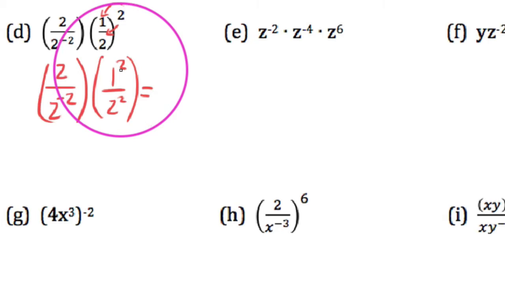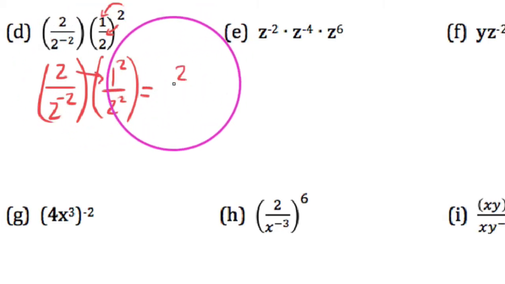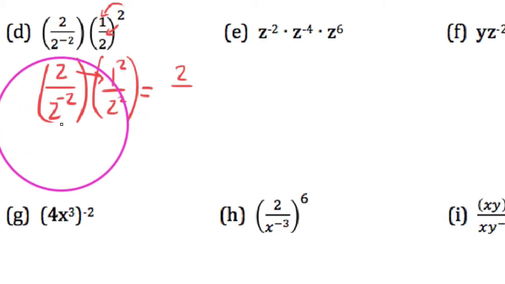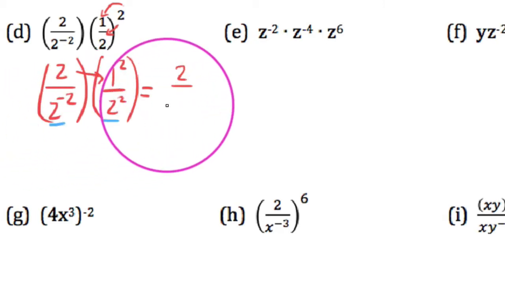So at this point, we can say, well, 1 squared is 1. So 2 times 1, we get 2 on top. And on bottom, we get 2 to the negative 2 times 2 to the positive 2. And yes, we are taking two things with the same base and multiplying them.